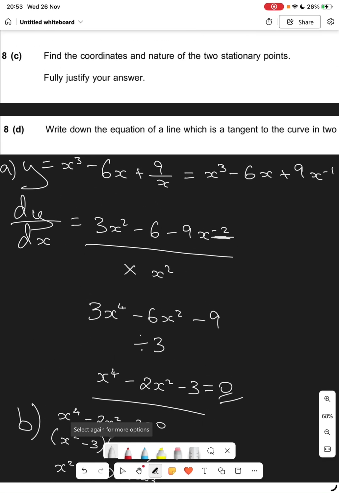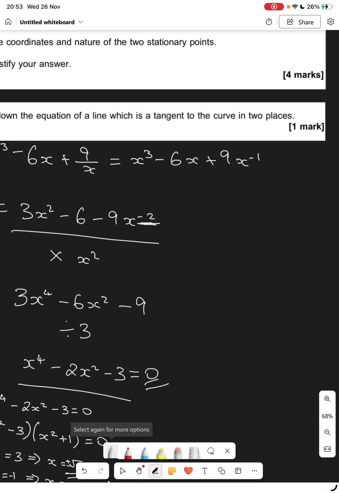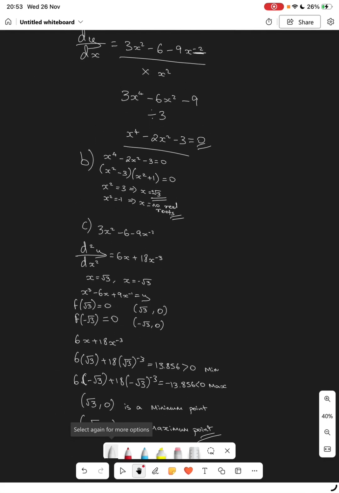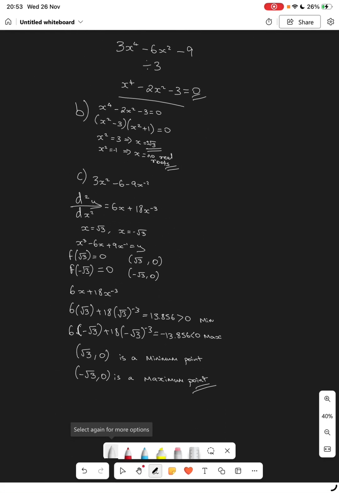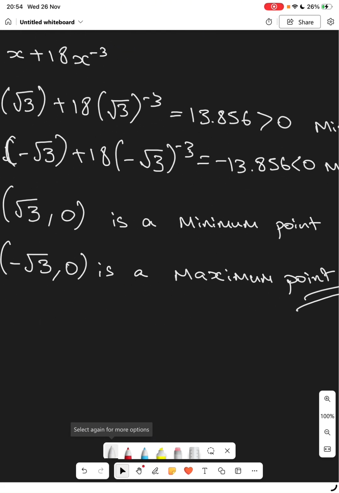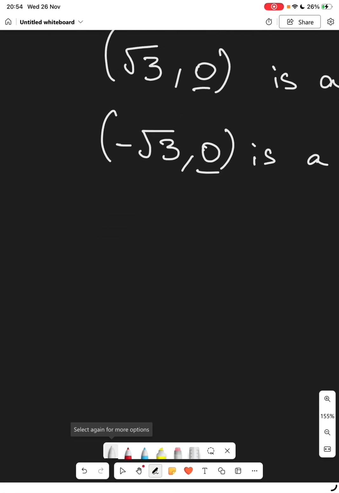For this question, it says write down the equation of a line which is a tangent to the curve in two places. So that just means where do two of the points meet. So this would be 0 and 0. So the y-axis is 0, so therefore we can say y equals 0, and you would get that mark.